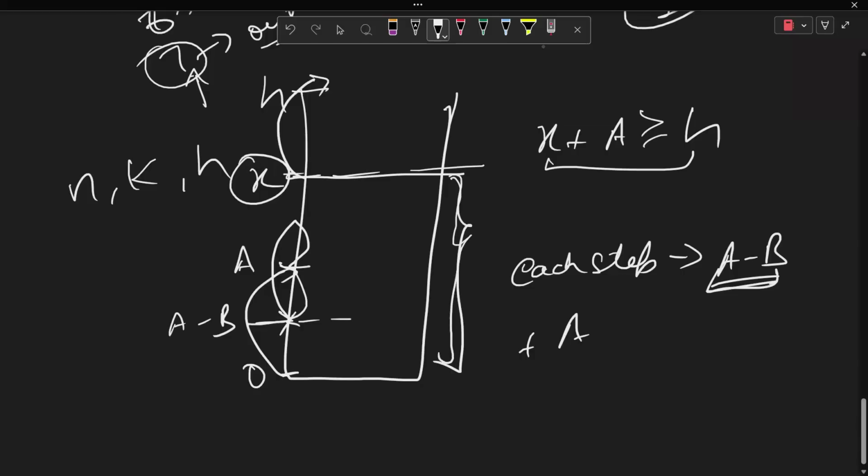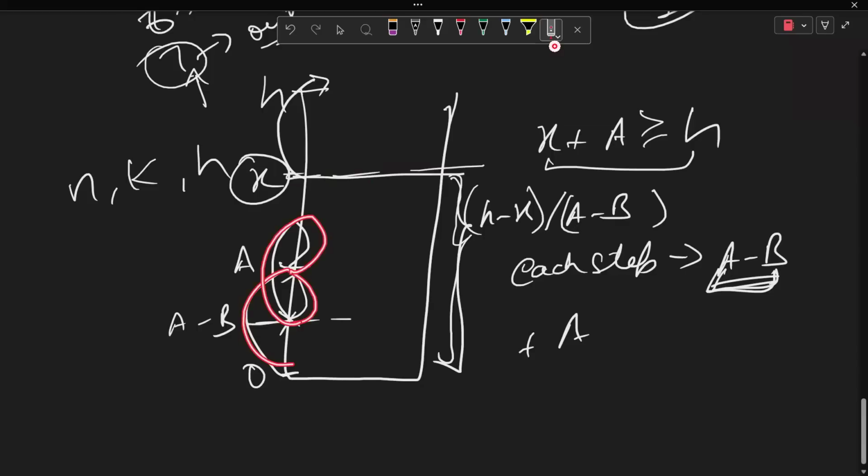So whatever this height is, so this height was h minus x. This is the height divided by, in each step you are doing a minus b. So you can write it like this, because till here at every step we were doing plus a minus b, plus a minus b. So effectively you can say you were doing a minus b in each step. So how many steps would it take you to reach x?